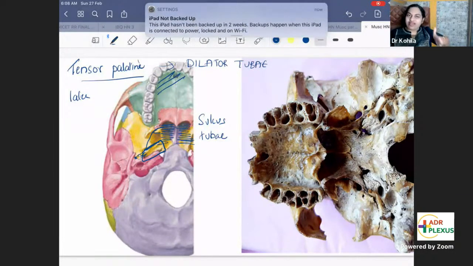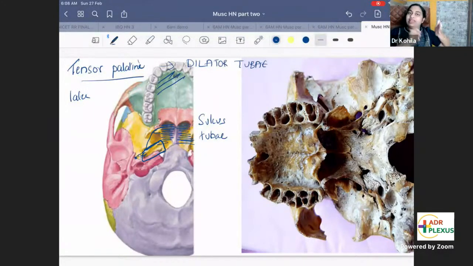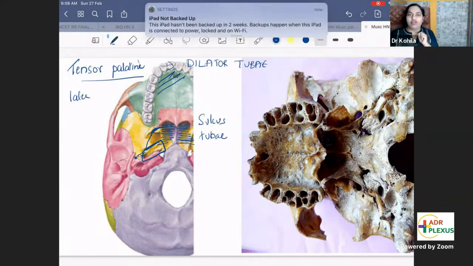Okay. So it's arising from the sulcus tubae, from the spine of the sphenoid and the lateral part of the cartilaginous part of auditory tube. That's why it expands the auditory tube, dilates it, dilator tubae. And second thing I told you, it's going to wind around the pterygoid hamulus. That will give you a clue for identification of this tendon or the muscle in your image-based question.